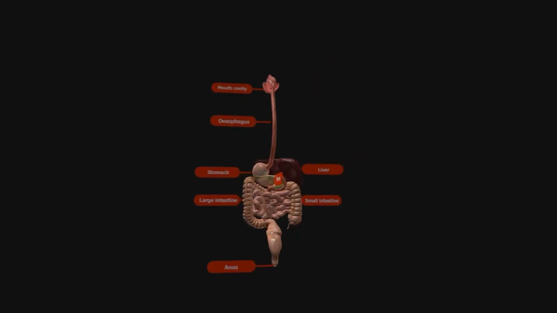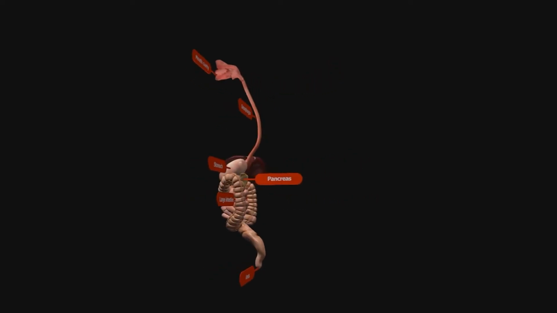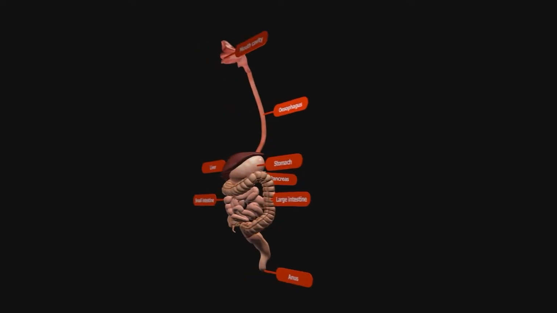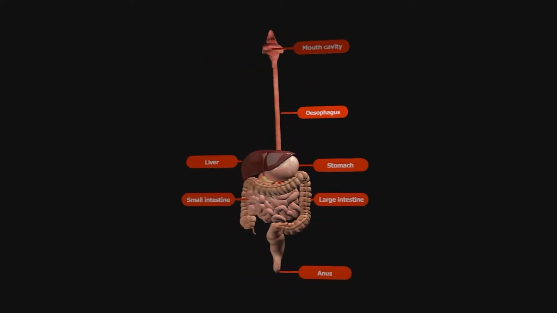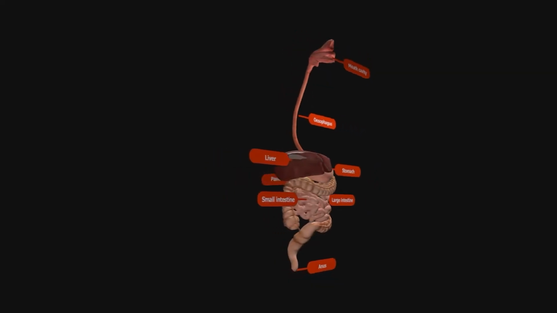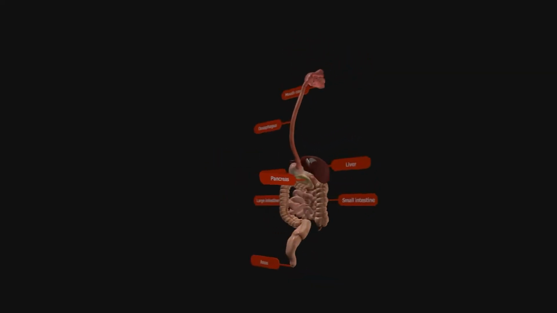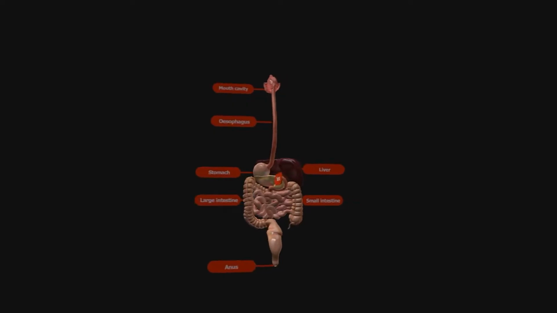The mouth contains teeth, which mechanically break down food, and the tongue, which helps to mix food with saliva. The esophagus is a tube-like structure that connects the mouth to the stomach. It uses muscle contractions called peristalsis to move food down to the stomach.